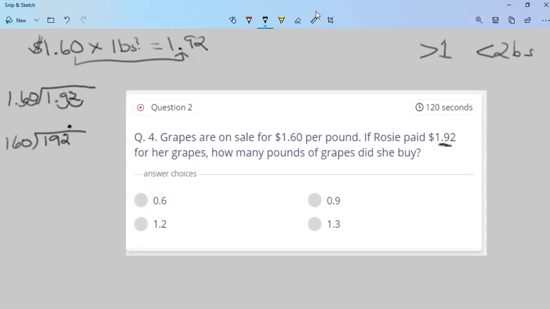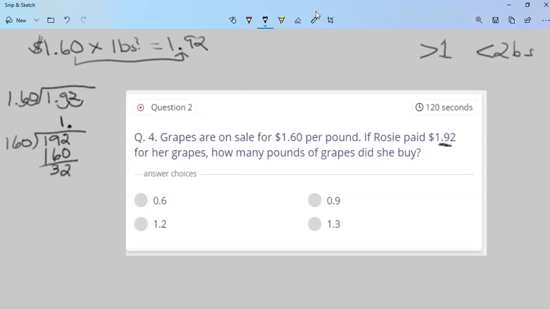All right, so 160 times some number equals 192. How many times can 160 go into this? Well, only 1 time. So we'll put our 1 there. 160 times 1 is 160, a little sloppy. Let's do some subtraction. 2 minus 0 is 2. 9 minus 6 is 3. And 1 minus 1 is 0, so we don't need to put that.